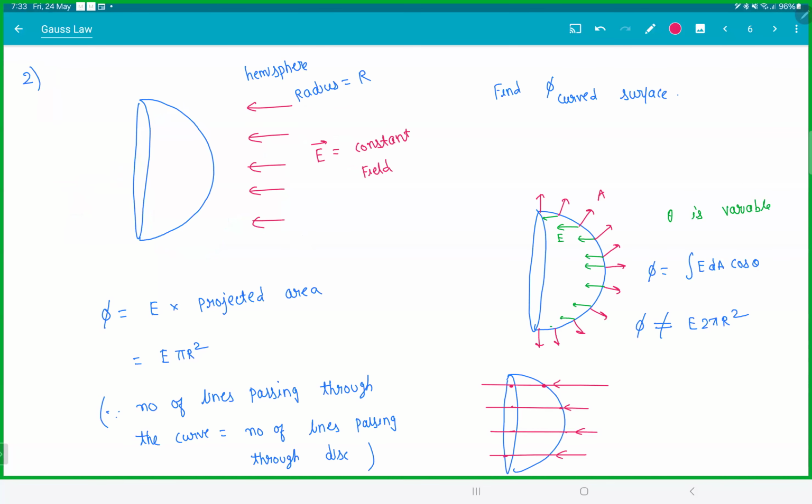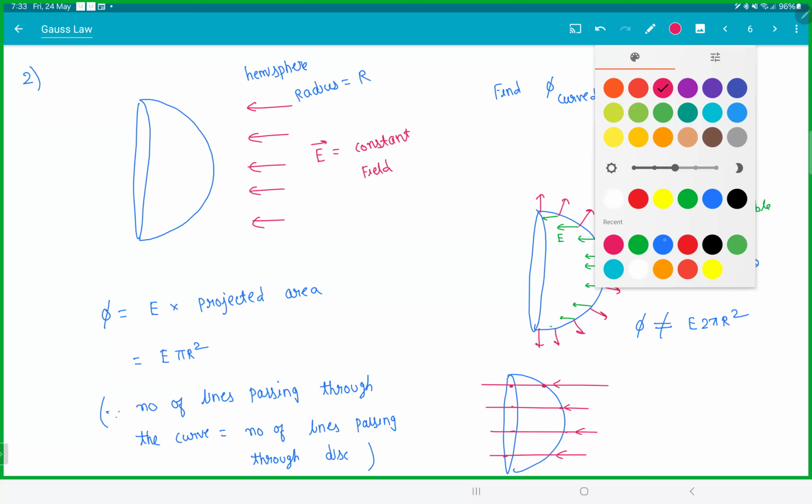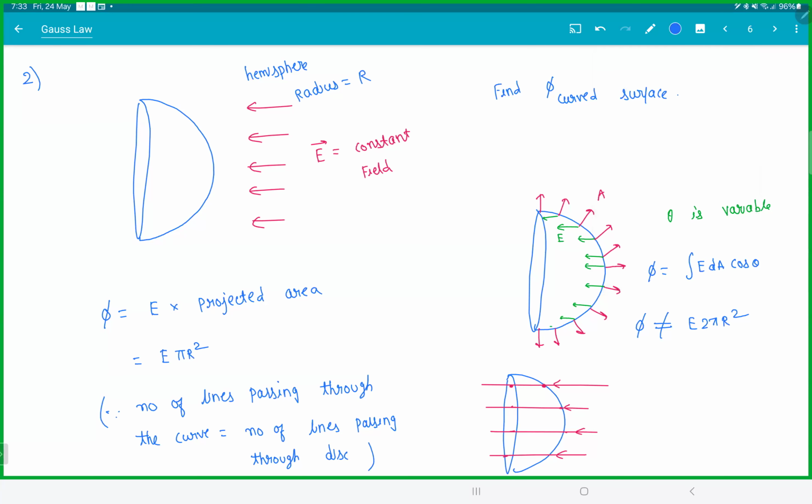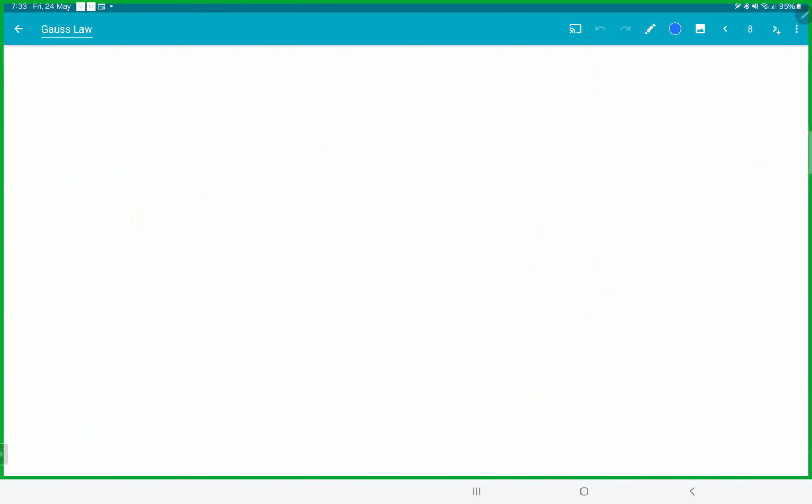Clear with this? So don't write E into 2 pi r square. Be careful with that. We are using the basic fundamental thing that the number of lines is what is actually proportional to flux. Clear? Next one.